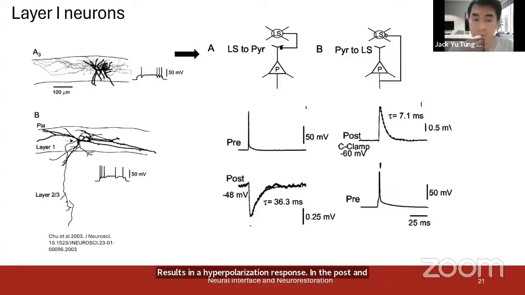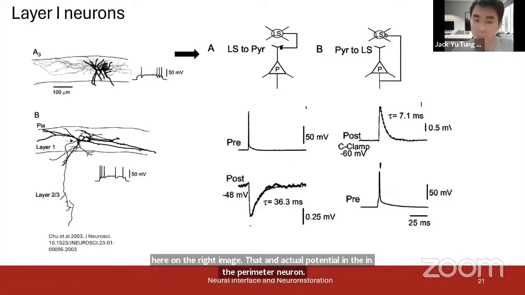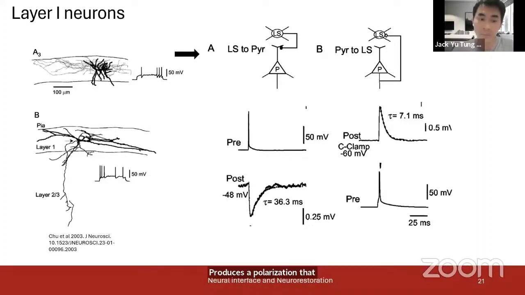On the other hand, pyramidal neurons have excitatory projections to these late spiking neurons, as shown here on the right image, where an action potential in the pyramidal neuron produces a depolarization in the late spiking layer 1 neuron. So essentially, experiments like this show that layer 1 neurons are electrically coupled to deeper neurons, whose firing activities we are actually more familiar with in various BMI applications with the intracortical arrays.